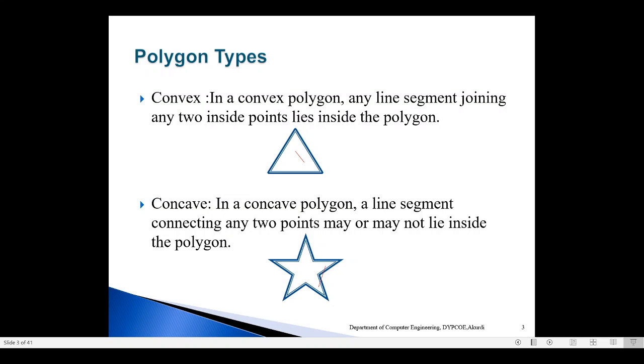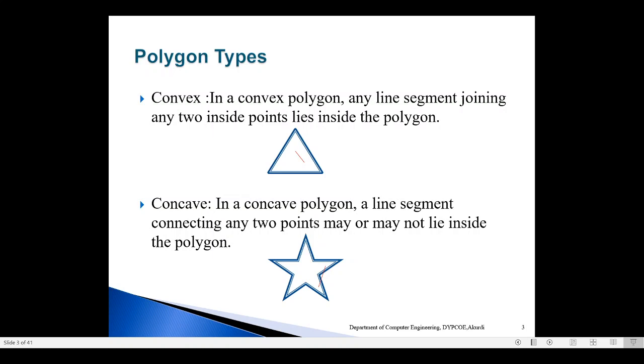For that we can consider any two points which are inside the polygon. Then we'll consider the line segment joining those two points, and then we'll see whether the line is completely inside the polygon or outside the polygon. If the line is completely inside the polygon for all the cases, then the polygon is a convex polygon. But if the line is partially inside and partially outside, then we can consider that polygon is a concave polygon.